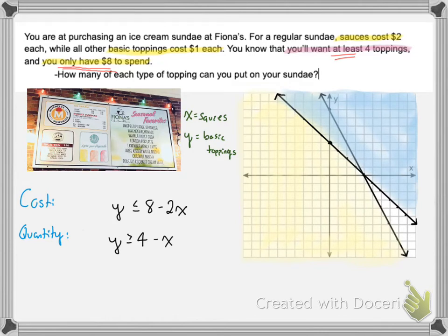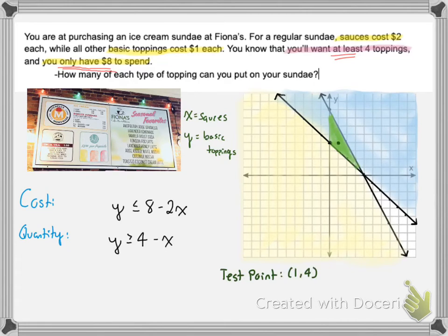Since I'm dealing with a real-world equation, anything in the second, third, or fourth quadrant, basically anything dealing with a negative number, isn't necessarily going to make logical sense because I can't have a negative topping. So I'm really just going to look at that overlapping region in the first quadrant, so right here. So now any coordinate that I see in there could work for a combination of sauces and toppings that fit within my budget. So to see a test point, let's try 1, 4.